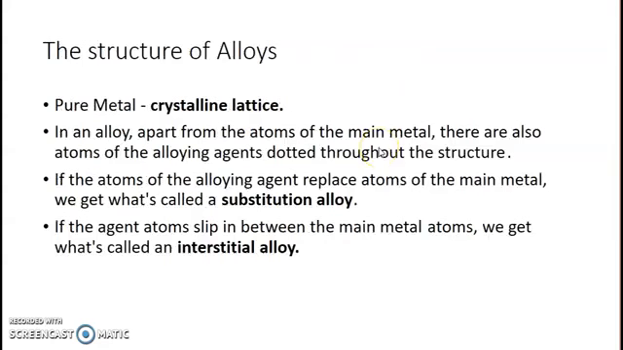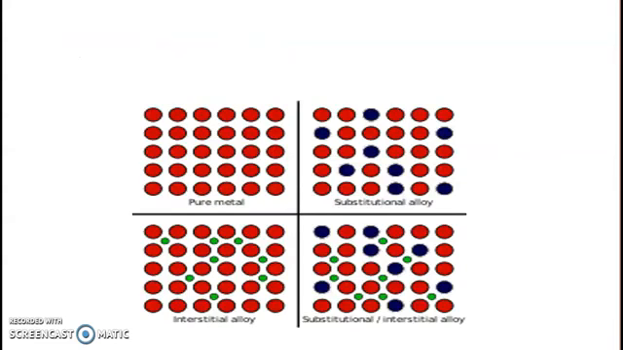Next we are going to see about the structure of alloys. Normally the pure metal will appear in a crystalline lattice. The atoms of the pure metal are arranged in a crystalline lattice manner. In this diagram we can see the pure metal atoms arrangement. That is the even arrangement of the atoms in the crystal lattice.